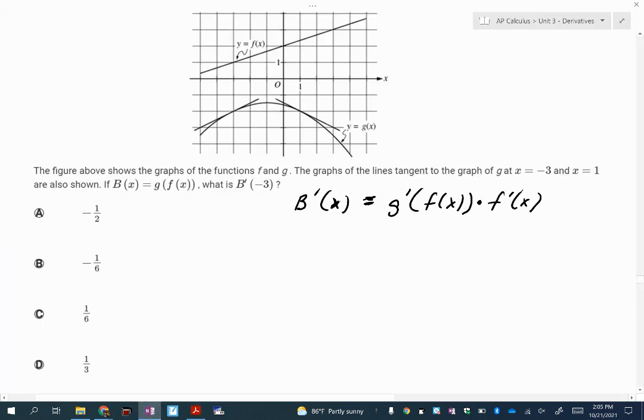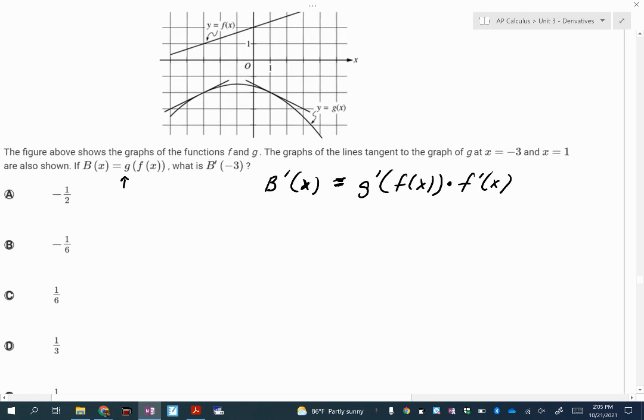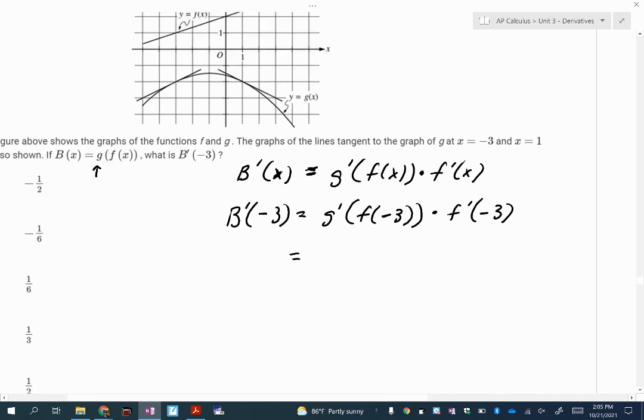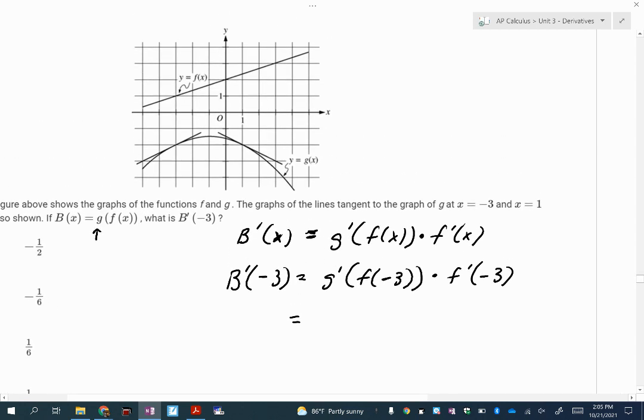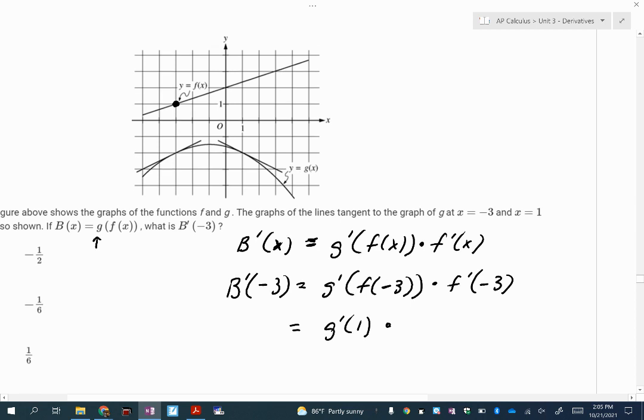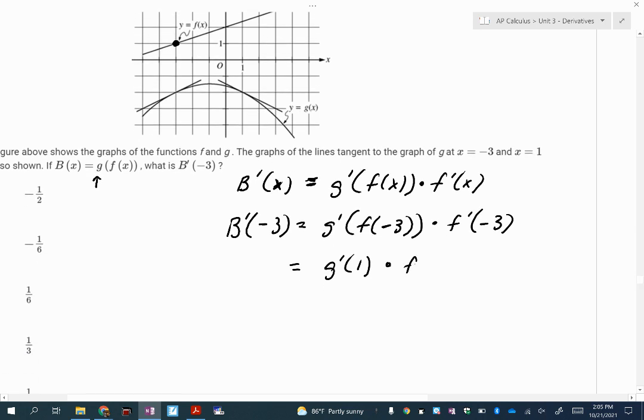I saw g first, right? G came first. So I took the derivative of that, evaluated at the second function times the derivative of the second function. So now let's replace x with negative 3. So g prime of f of negative 3 times f prime of negative 3. All right, so f of negative 3, negative 1, negative 2, negative 3 is right here, positive 1. So I'm going to do g prime of 1 times f prime of negative 3. I'll write that down again. Keep going. So here we go.